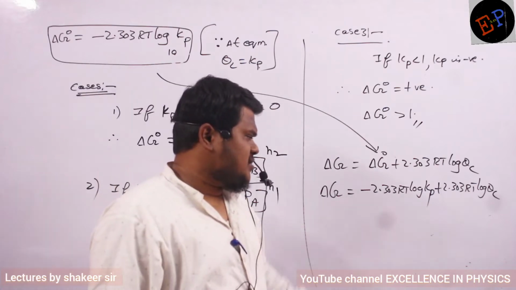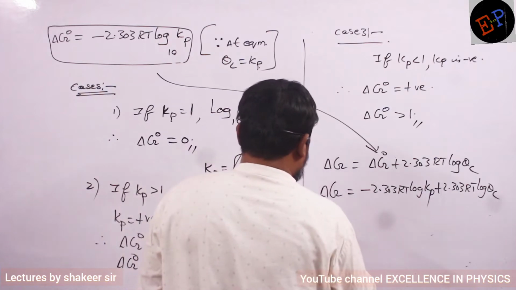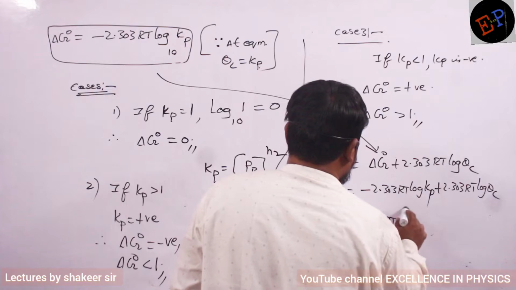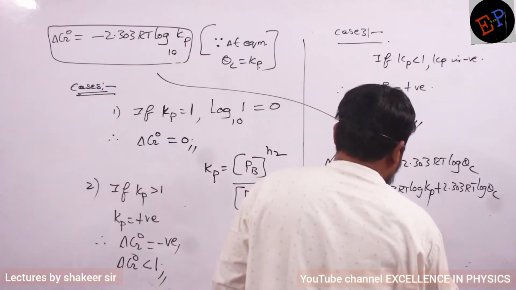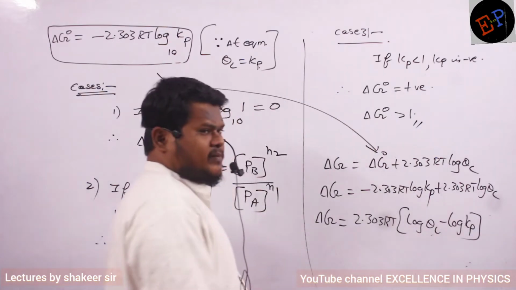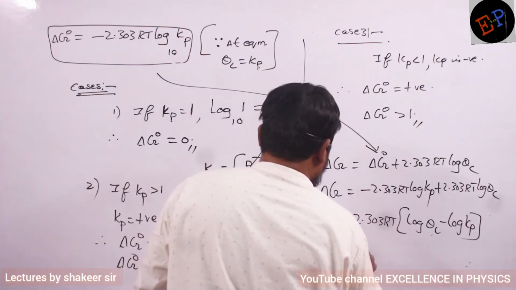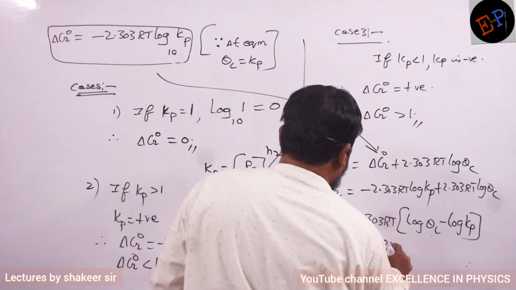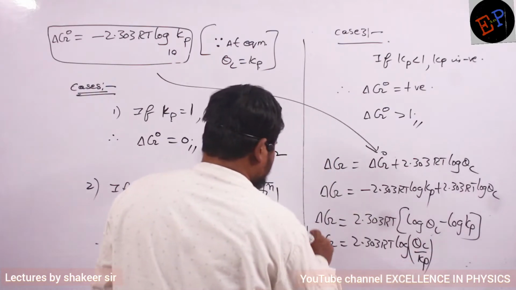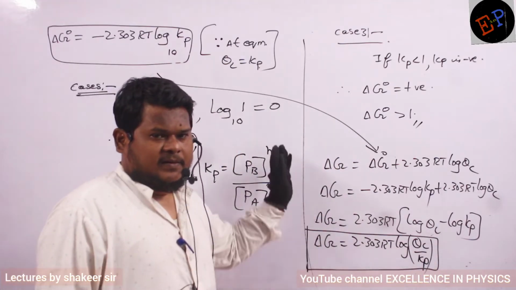Now what are the terms which are constant here? 2.303 RT is constant, no? Take it outside. So therefore, Gibbs free energy is equal to 2.303 RT. Now first I will write a positive value: log QC minus log Kp. So log A minus log B? Log A by B. Clear, no? So therefore Gibbs free energy can also be written as 2.303 RT log QC divided by Kp. So this is another very important relation which we got. Are you able to understand what is happening?